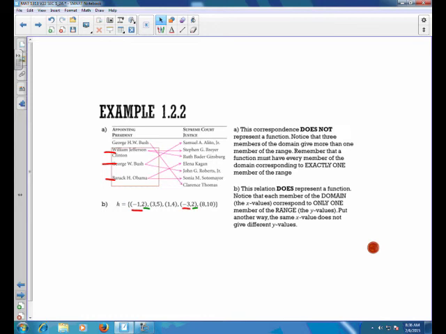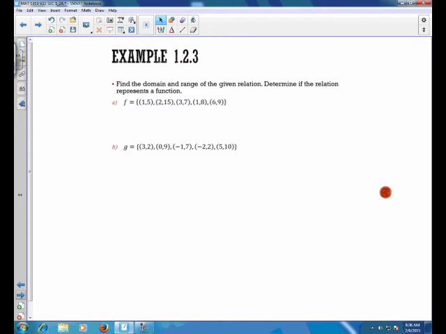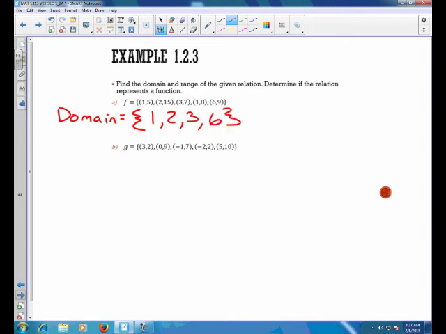So let's try another example. We want to find the domain and range of these given relations, then we want to determine if they represent a function. Well, for f, the domain is just the set of all the possible x values. So 1, 2, 3, and 6. And the range is the set of all the possible y values. 5, 15, 7, 8, and 9.